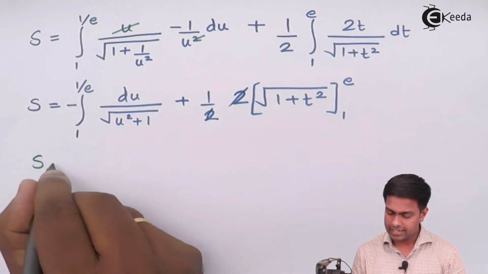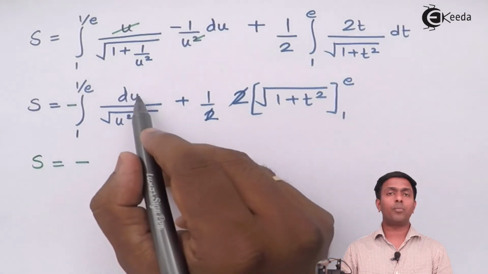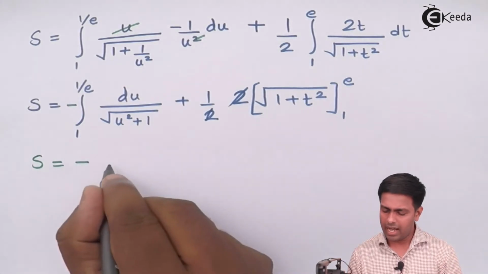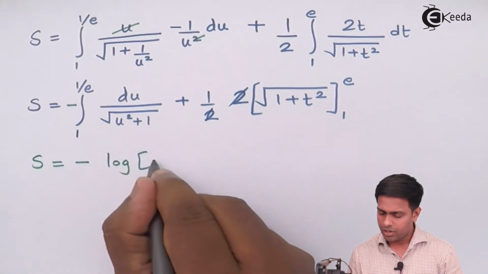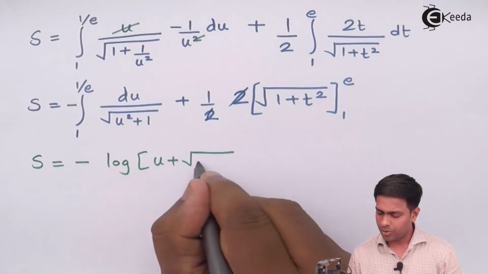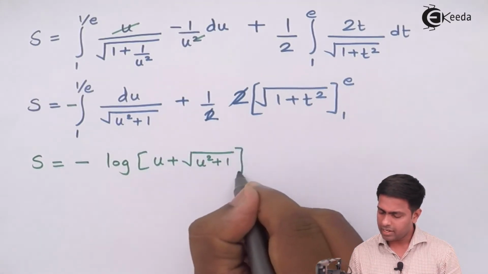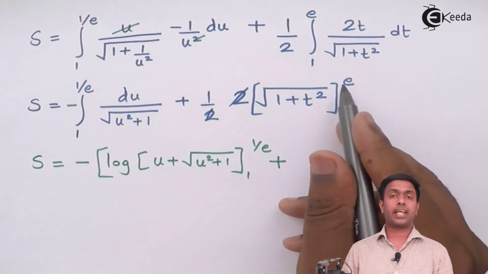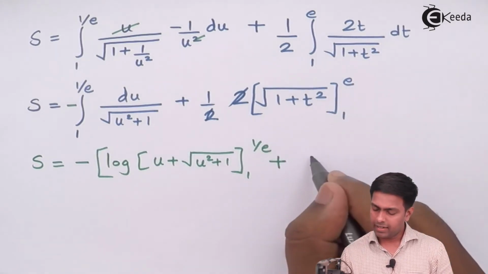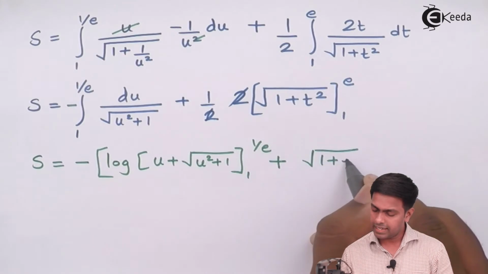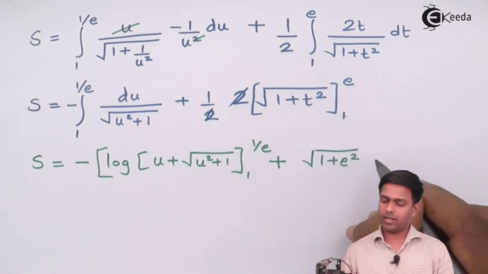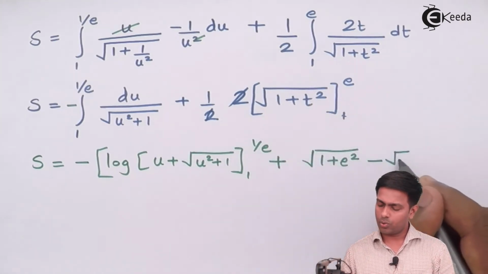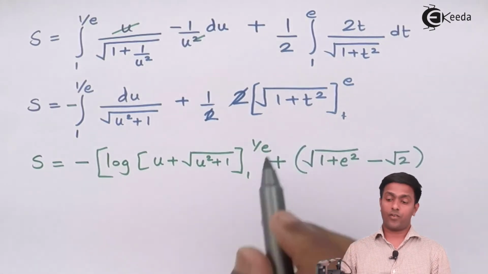So here I'll say S as negative. Now this is the formula: 1 upon under root 1 plus u square, or x square plus a square. So guys, we know the answer, it's log of u plus under root u square plus 1, and the limit is from 1 to 1 upon e, plus here I can substitute the limit, so I'll get under root 1 plus e square, and if I put 1 here, the middle sign is negative, then I'll put 1 here, so under root 1 plus 1, that is root of 2. So this is the value which I'll get from the second integration.